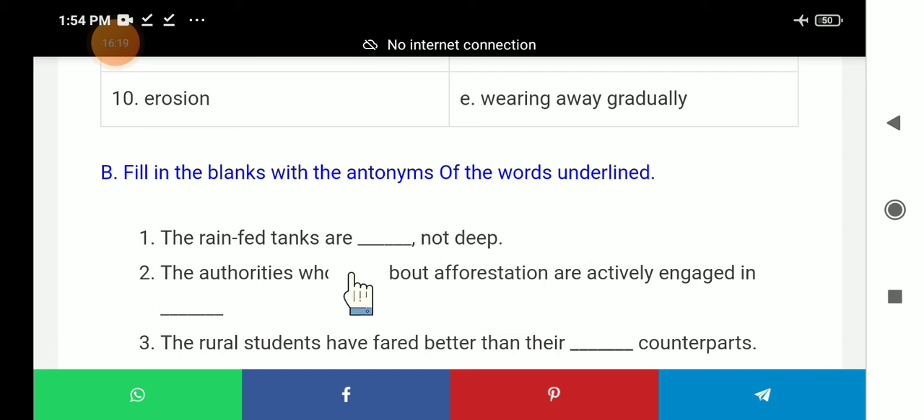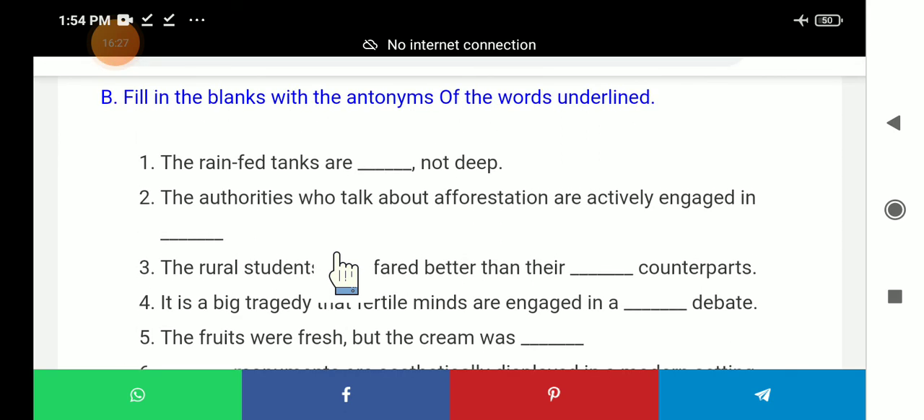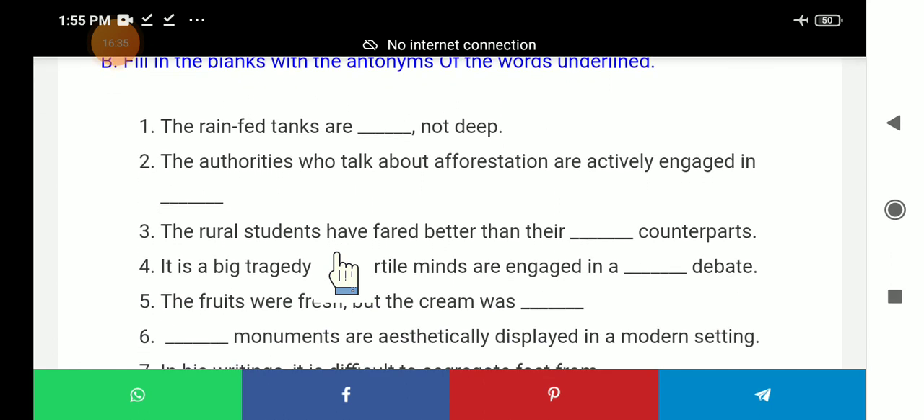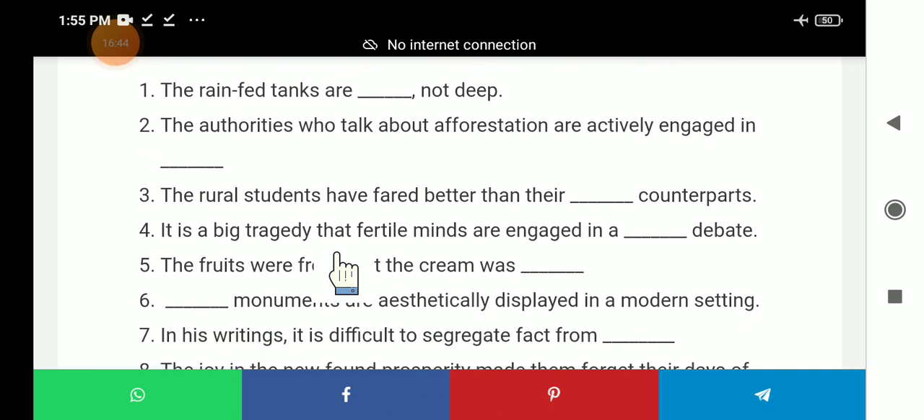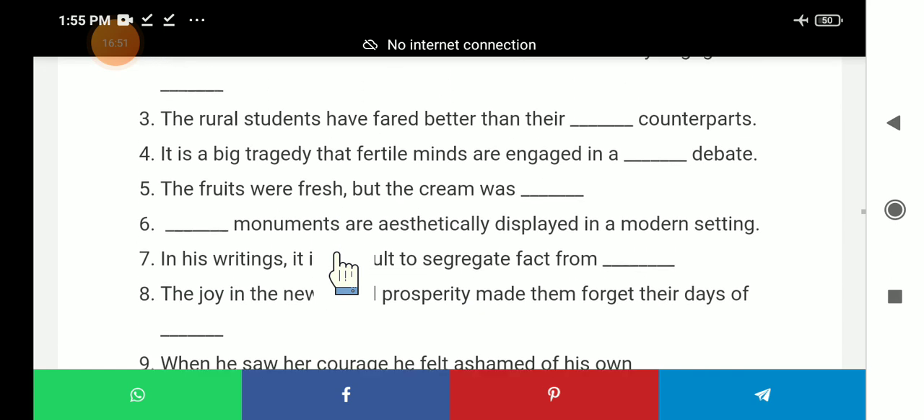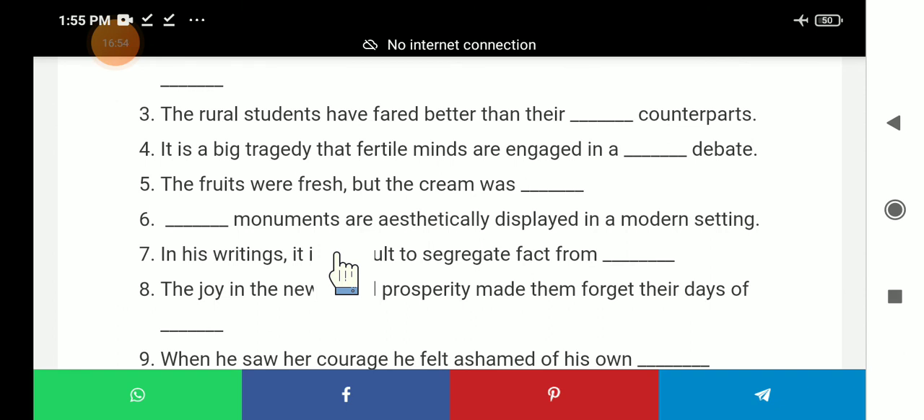The first one: the rain-fed tanks are, not deep. Second question: the authorities who talk about afforestation are actively engaged in. Third: the rural students have fared better than their dash counterparts. Fourth: it is a big tragedy that fertile minds are engaged in a dash debate. Fifth: the fruits were fresh but the cream was dash. Sixth: dash monuments are aesthetically displayed in a modern setting.